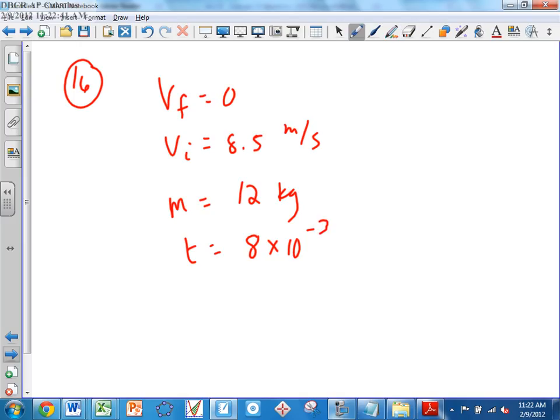Remember, milli is negative 3. We have E to the negative 3. What does that mean? If you had E to the negative 3, it means you move the decimal 3 spots to the left. In scientific notation, E means times 10 to the. Negative, move left. Positive, move right. So this is really 0.008. That's what that really is.